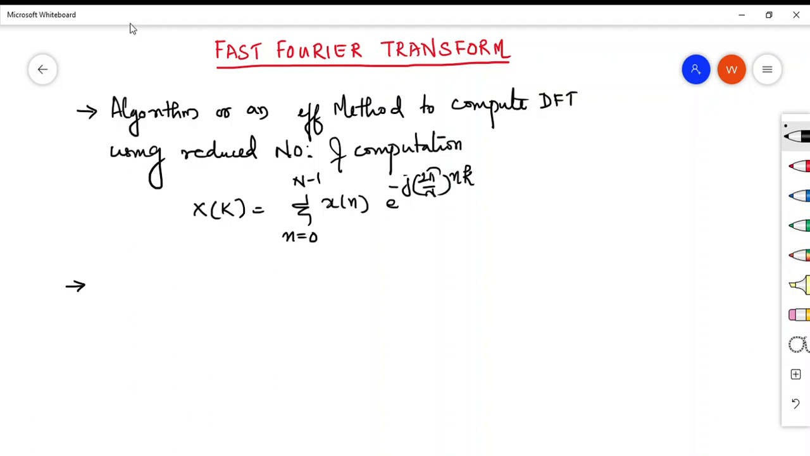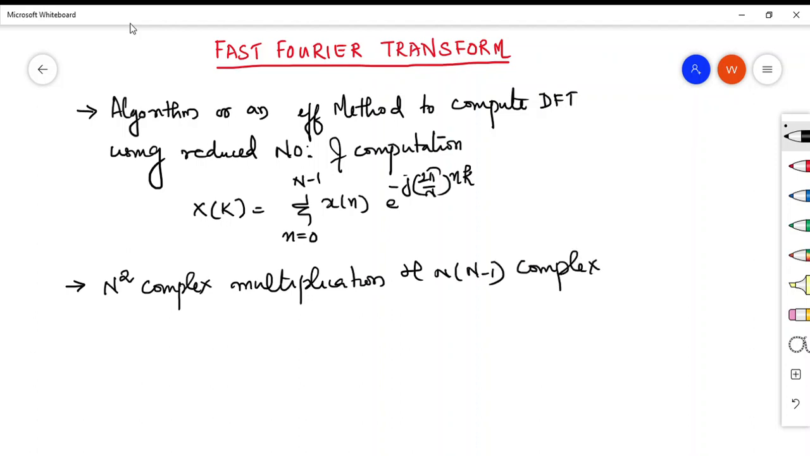So, for finding N number of outputs, how many multiplications and additions will be there? You will be having N square, because k also varies from 0 to N minus 1. So N into N, that is N square complex multiplications, and you have N into N minus 1 complex additions. Okay, so in order to reduce this number of complex multiplications and complex additions, we are going for an algorithm which is known as fast Fourier transform.